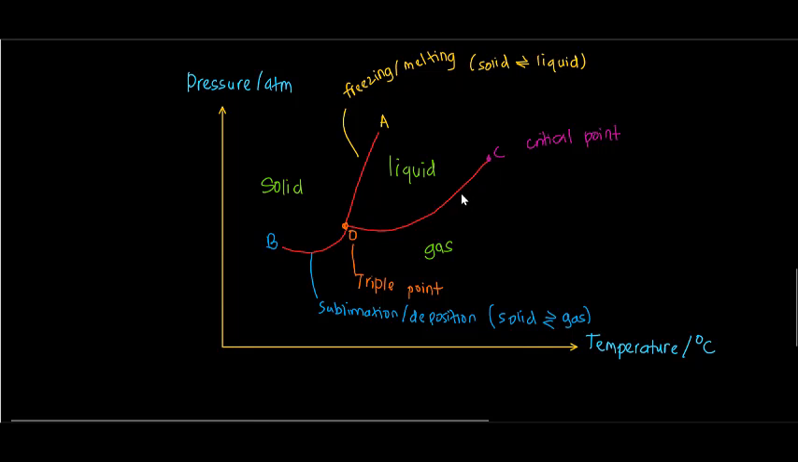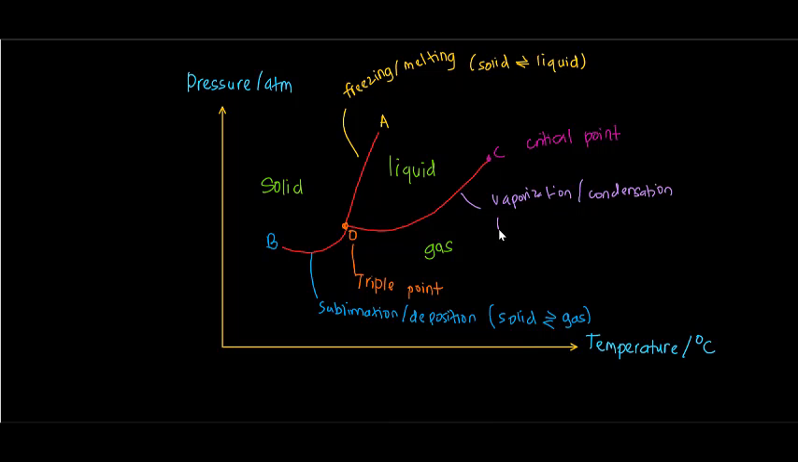The OC curve is the vaporization or condensation curve. On this curve, we can determine the boiling point of a substance. A substance exists as liquid and gas in equilibrium on this curve.